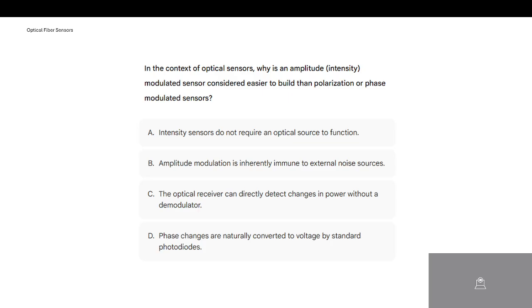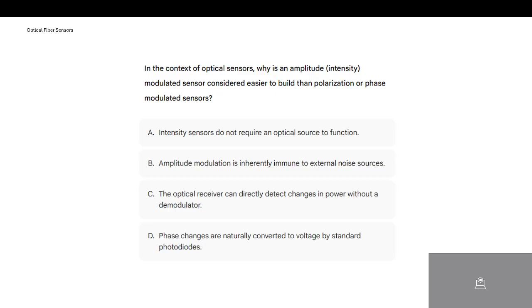Option A is, intensity sensors do not require an optical source to function. B is, amplitude modulation is inherently immune to external noise sources. C is, the optical receiver can directly detect changes in power without a demodulator. And D is, phase changes are naturally converted to voltage by standard photodiodes.